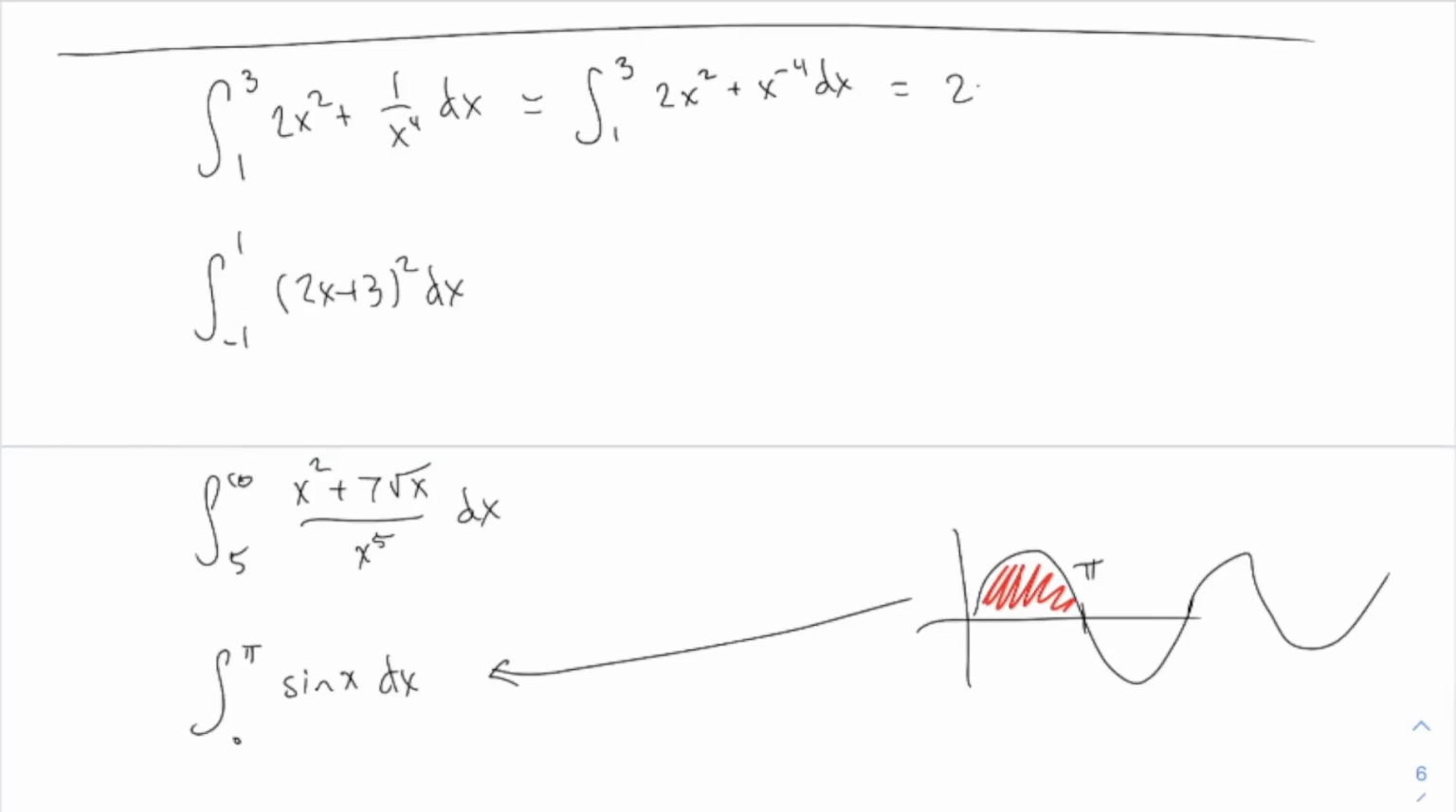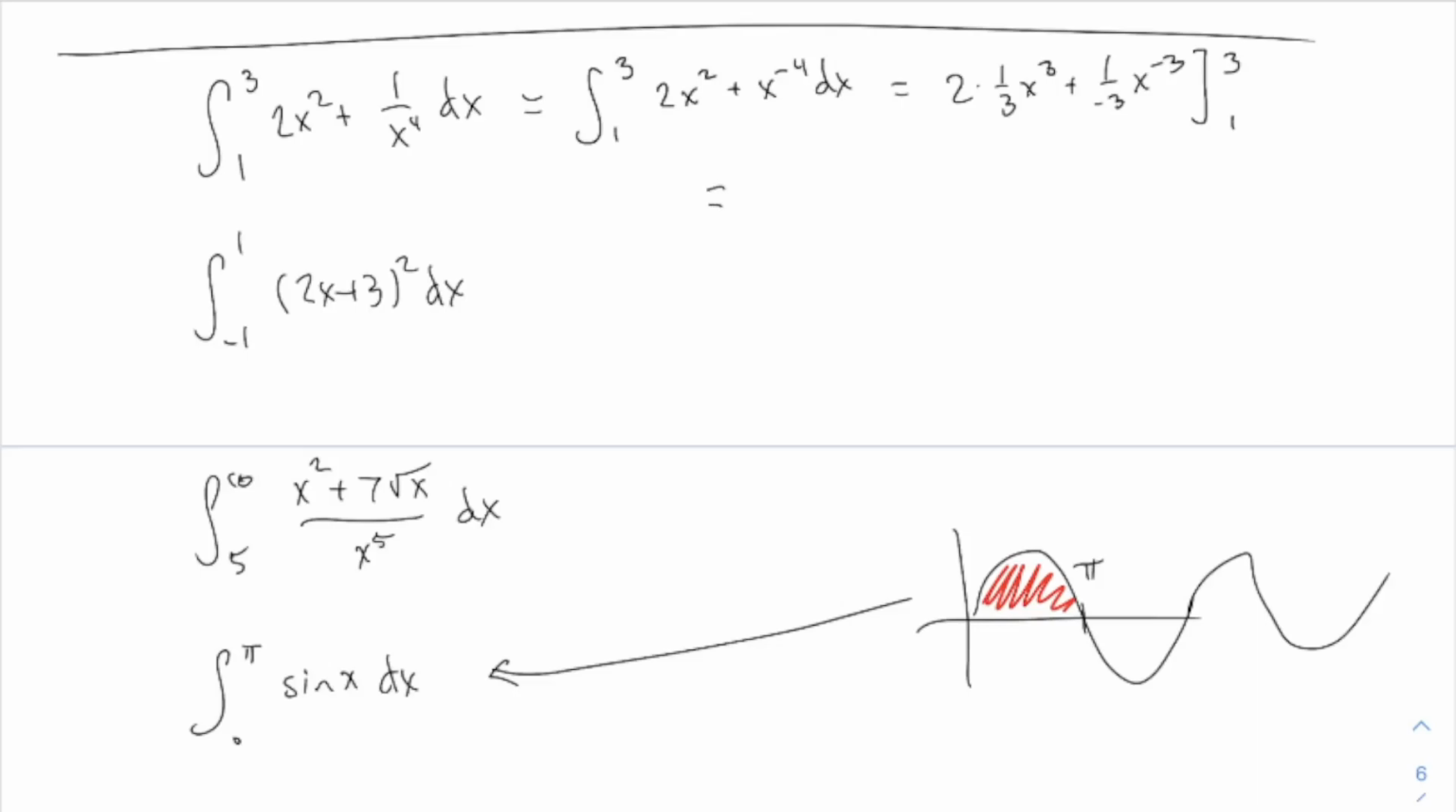In the next step is when I actually do the antiderivative. I get 2 times 1/3 x cubed plus 1 over minus 3 x to the minus 3. And then I put the bracket 1 and 3. In that step, I did the antiderivative. That means I should not write the integral sign anymore, and I should not write the dx anymore, and I should write the bracket, right? And then you plug those numbers in.